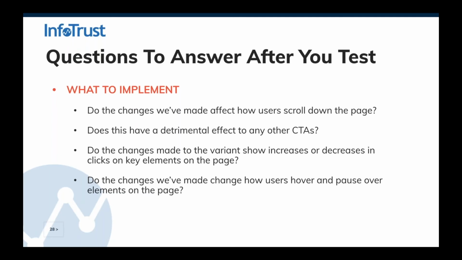Do the changes we've made affect how users scroll down the page? Does this have a detrimental effect on any other CTA? Sometimes we see that we improve one CTA or one objective, but another one declines as a result. Do the changes made to the variant show increases or decreases in clicks on key elements on the page? Do the changes we've made change how users hover and pause over elements on the page? These are all questions that we can answer using SessionCam.